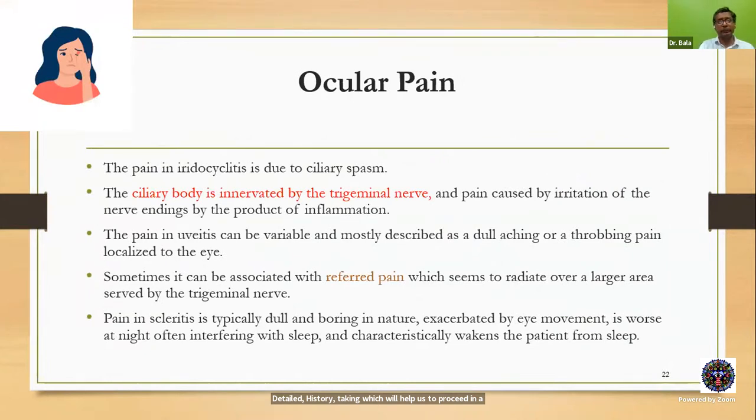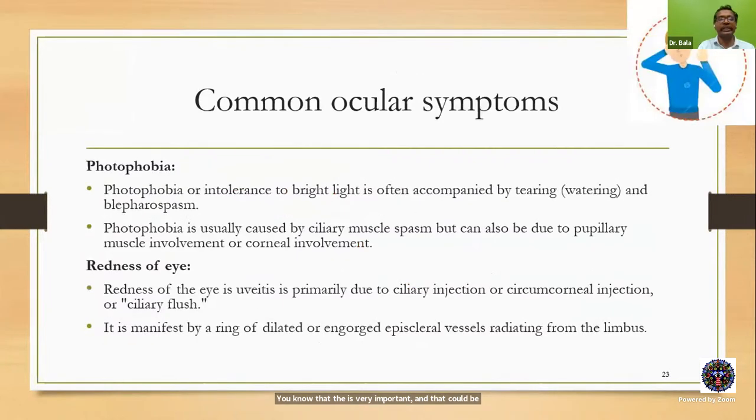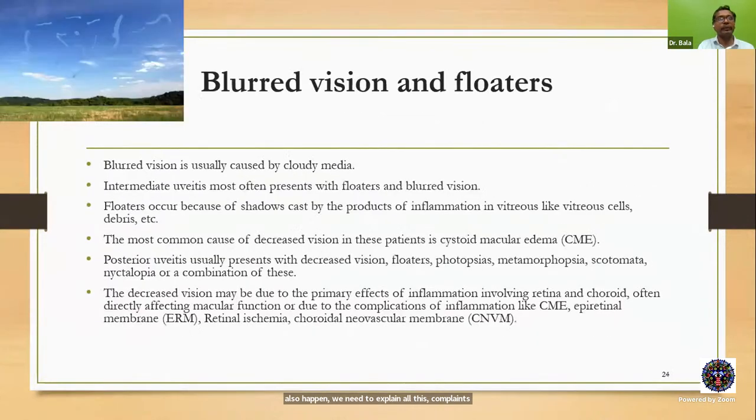So I will skip the next two or three slides where Dr. Partho has touched upon the innervations that can cause pain in the eye. We know that the trigeminal nerve is very important, and there could be referred pain, and the pain in scleritis is different from the uveitis. Again, because Dr. Partho has already covered it, photophobia or redness could also happen. We need to explain all these complaints when the patient comes to our practice.